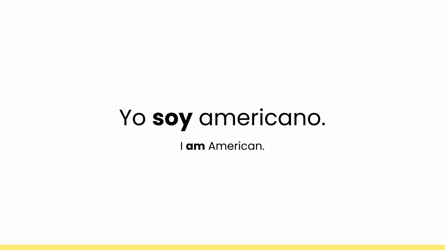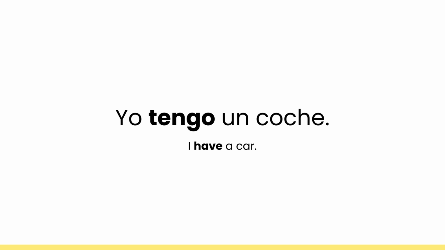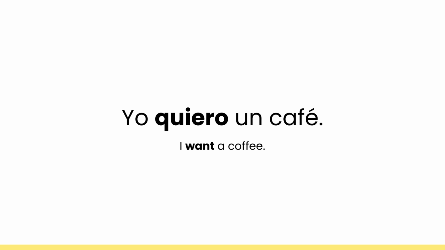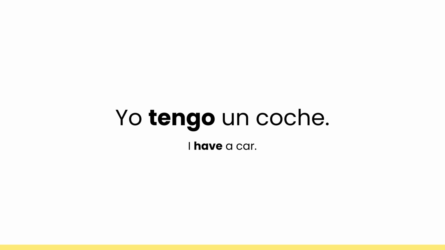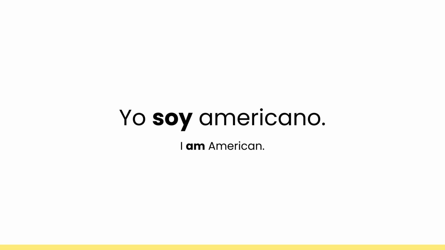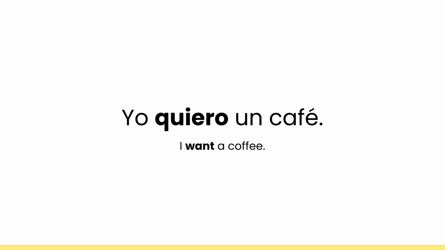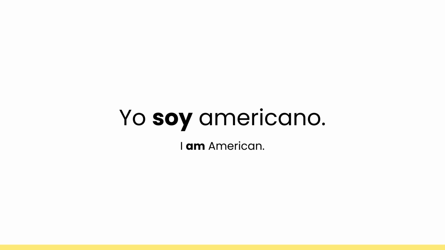So in these 3 examples that we just went over, we use a single verb. So just one verb in the whole sentence. So yo quiero un café, yo tengo un coche, and yo soy americano. We just use one verb. So I want, I have, and I am.